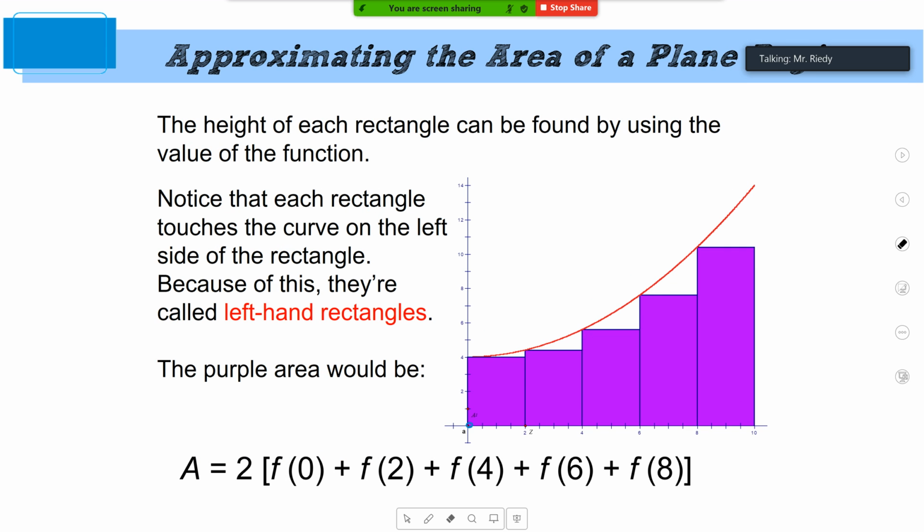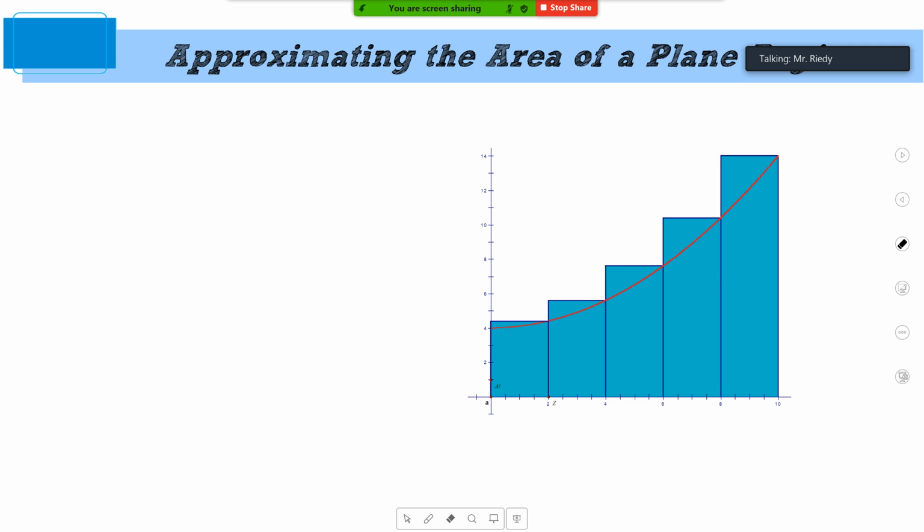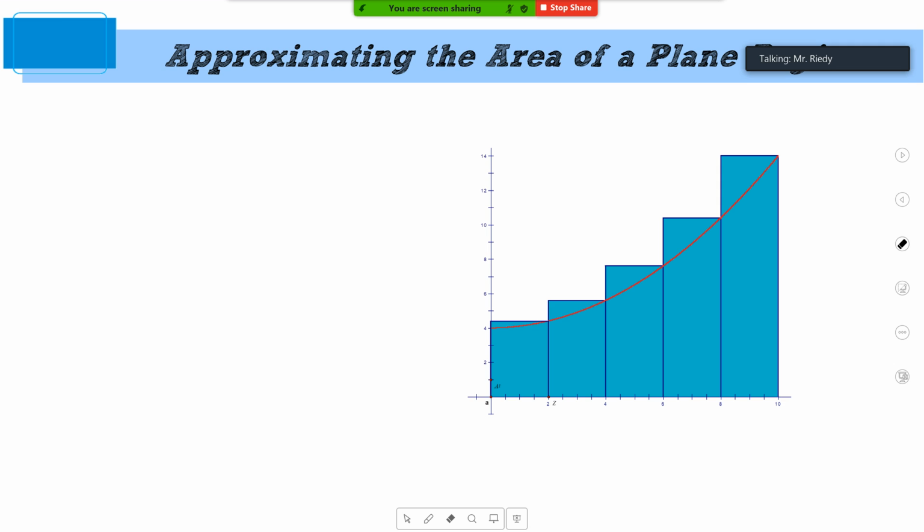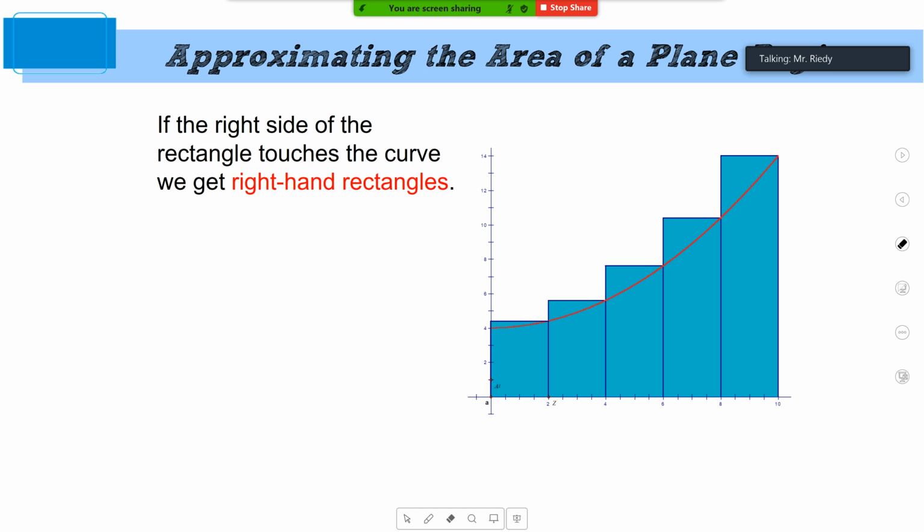Okay, so left-hand rectangles. Come up the left-hand side of the rectangle, hit the curve, come across. If there's left-hand rectangles, then you can probably assume that there are right-hand rectangles. Oh, look, right-hand rectangles. Now notice wasted space, but now the wasted space is above the curve. In this guy, the wasted space is below the curve. So Rachel's idea of trapezoids works perfect here. Probably not so good here.